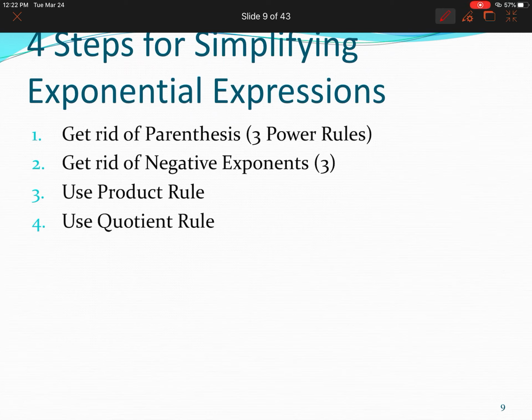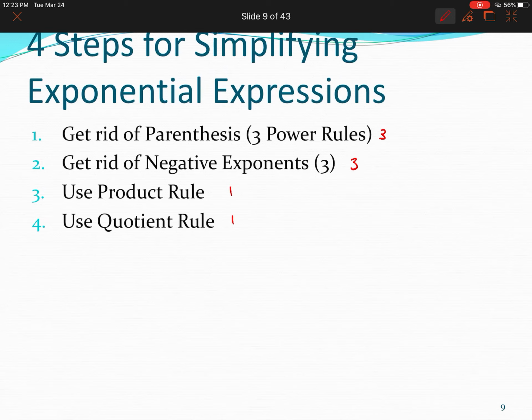Then our next step is going to be to get rid of the negative exponents. Now, you haven't seen any negative exponents yet. There will be 3 rules that deal with negative exponents. So again, that's coming down the line, and when we get there, you'll see those 3 rules. We're going to simplify that into getting rid of the negative exponents. The third step is to use the product rule, which we've talked about already. And then the 4th step is to use what we are going to call the quotient rule. That's another one that's coming later on.